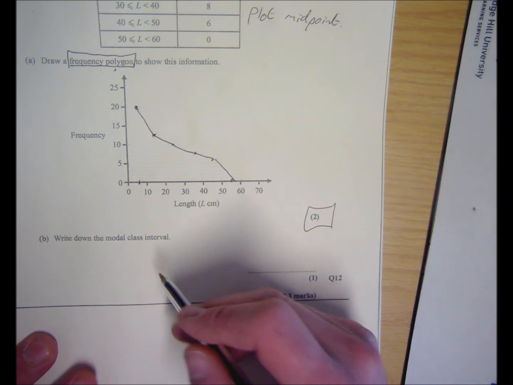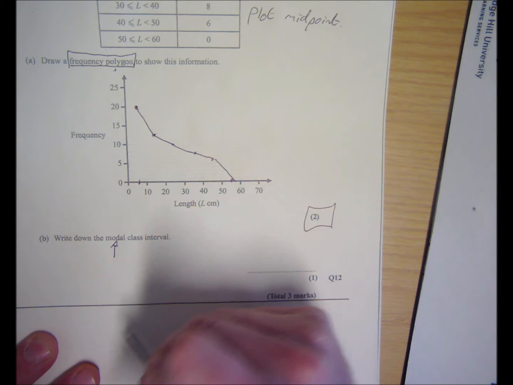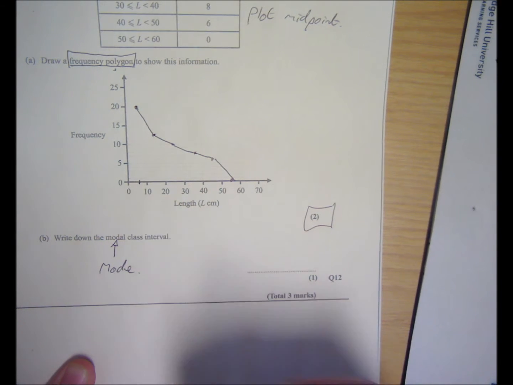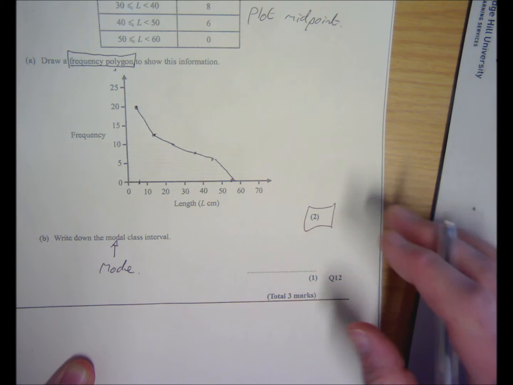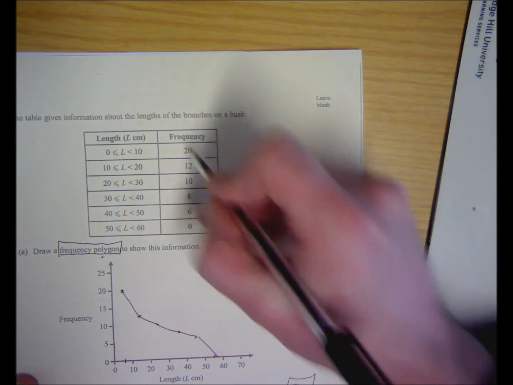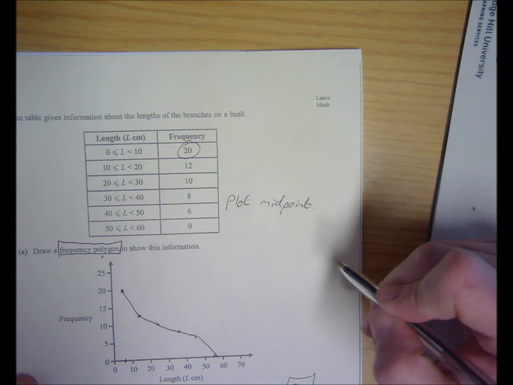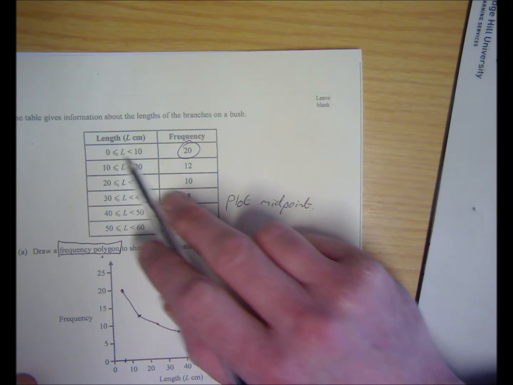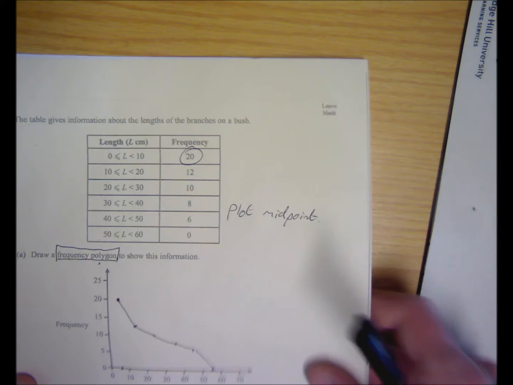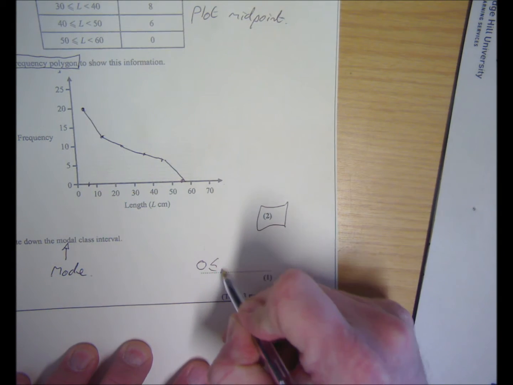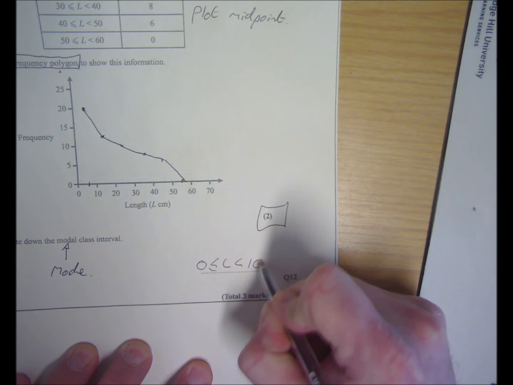We followed this question up with: write down a modal class interval. People go, oh, what's one of those? Well, think of a word that's very similar to modal, and that's mode. The mode is most common. Which do you have the most of? If you look at the table at the start, that's the biggest number. So I've got more branches between 0 and 10 centimeters than anywhere else. So my answer is 0 to 10. I'll just copy out that class from the start.